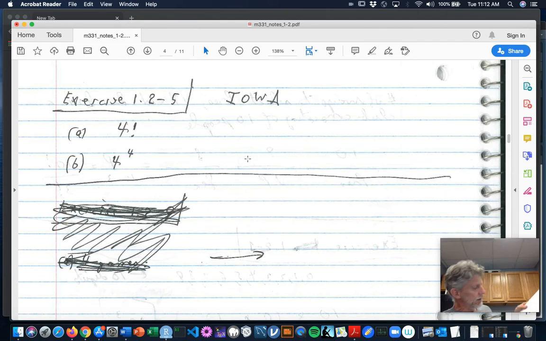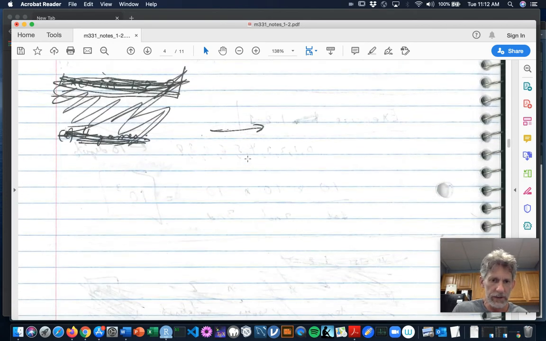Part B, the letters may be repeated. 4 letters, 4 tasks. First one, second one, third one, fourth one. 4 times 4 times 4 times 4, 4 to the 4th. Great.